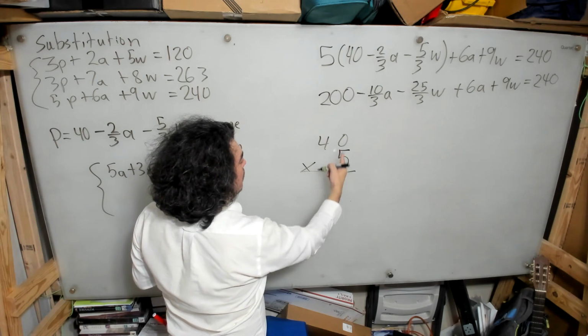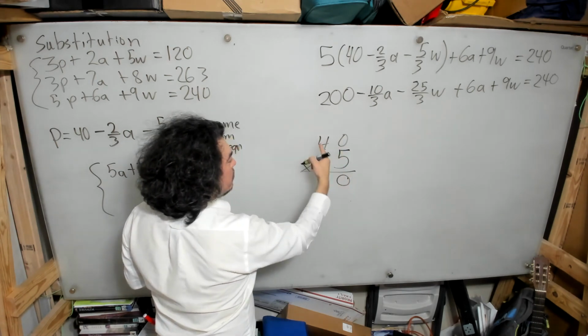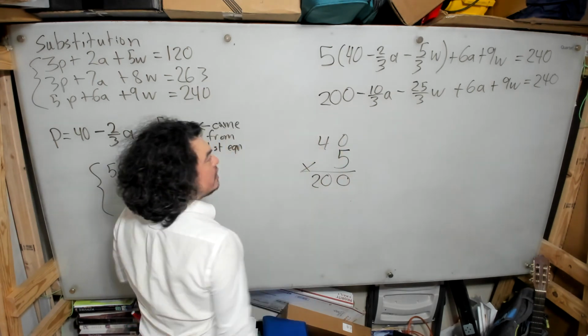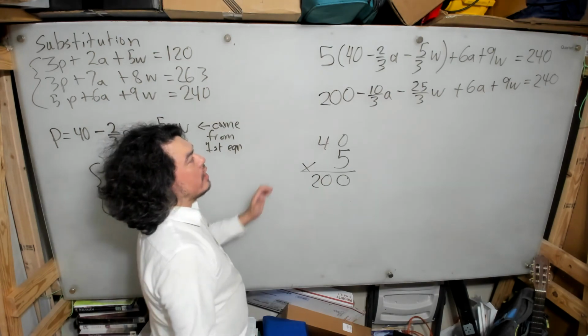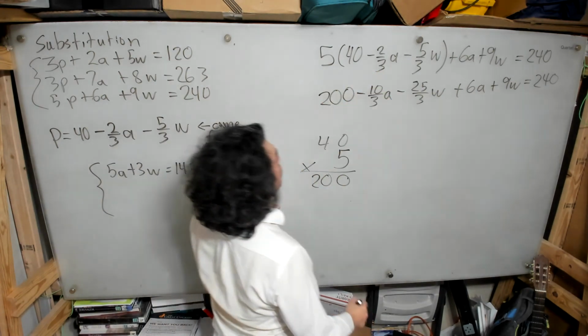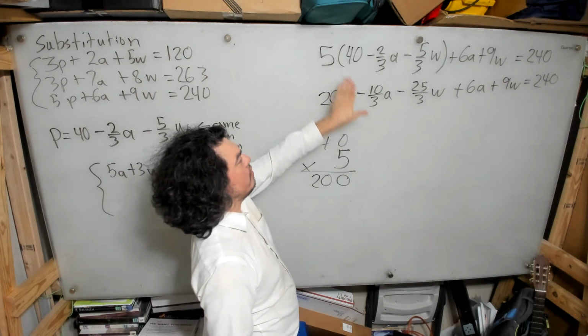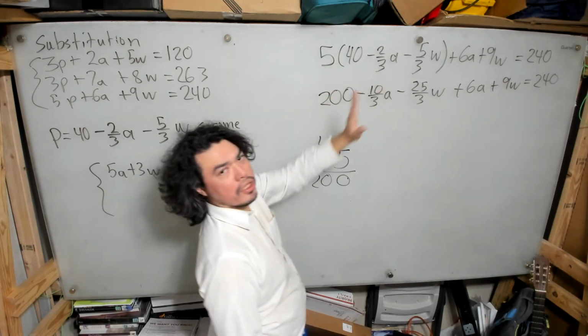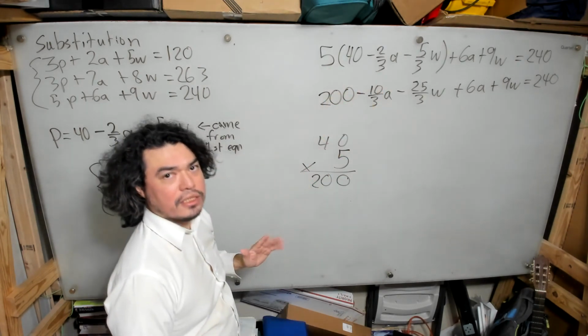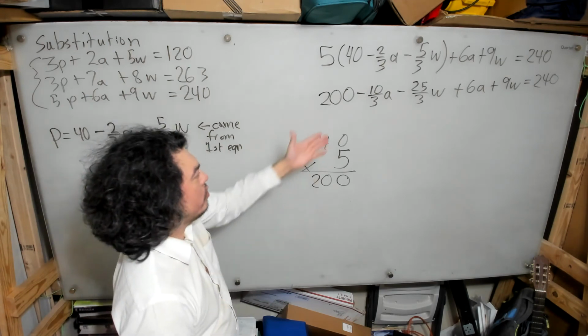Well, 5 times 0 is 0. 5 times 4 is 20. You can see indeed it is 200. How did I get 5 times 2/3? So first of all, the sign. Is it negative? I have a positive times a negative. The product of two numbers of opposite signs is always negative. Okay? So this is negative.